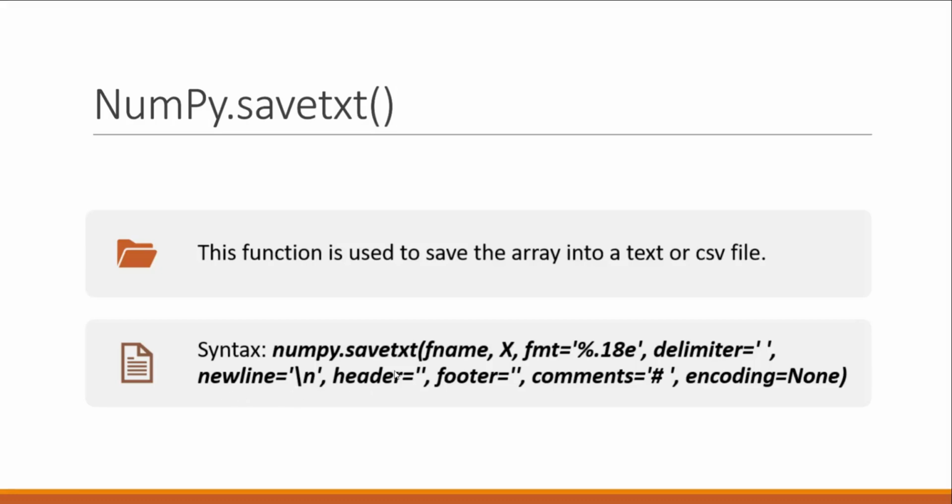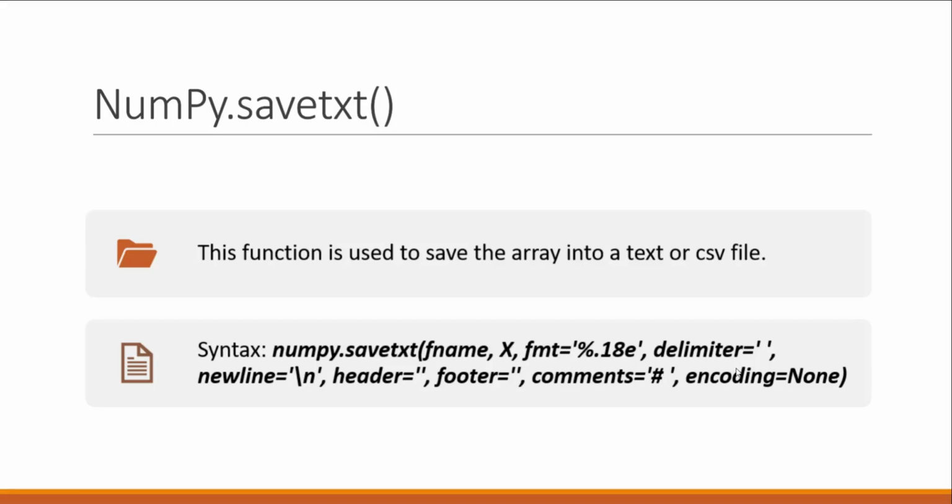The next parameter is header. This parameter specifies the string that will be written at the start of the file, and the footer parameter defines the string that will be written at the end of the file. The next one is comments. It is specified with a hash character, and it is used to define the start of a comment. If the value is None, then it implies no comments. The last parameter is encoding. This parameter will help the user to decode the argument file.